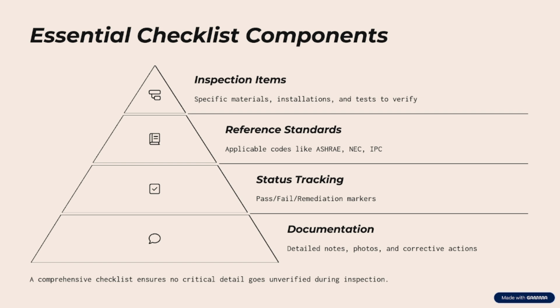Then at the end of that checklist, you have some notes where you can give some notes to the consultant or the client, or for the internal checklist, your internal team. You can also add photos or details in that checklist. So a comprehensive checklist ensures no critical details go unverified during the inspection.